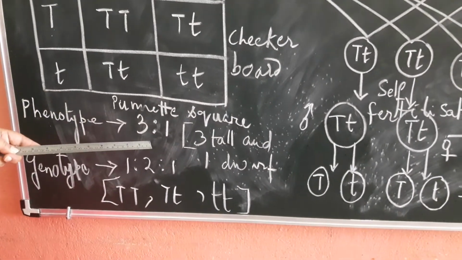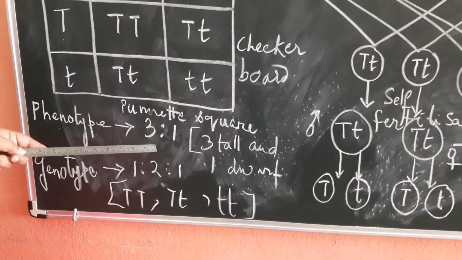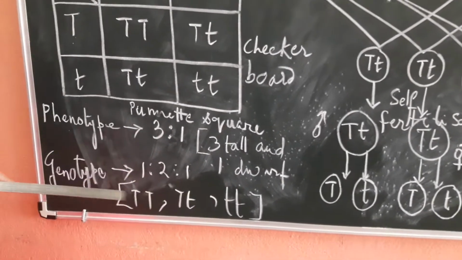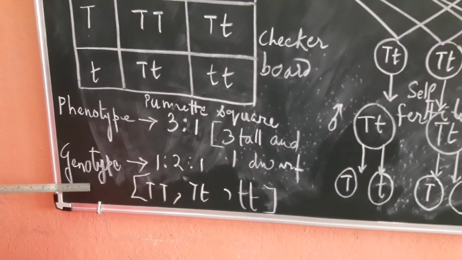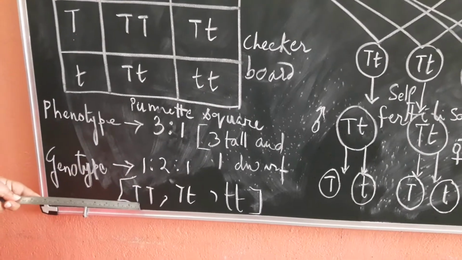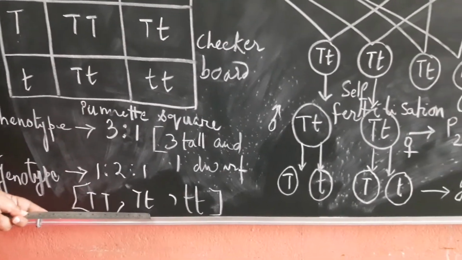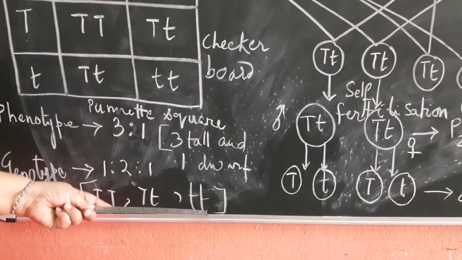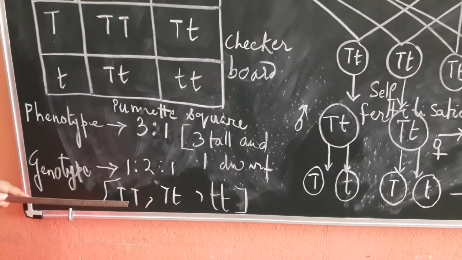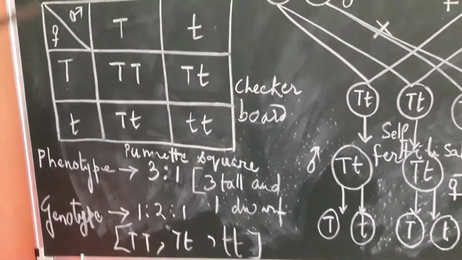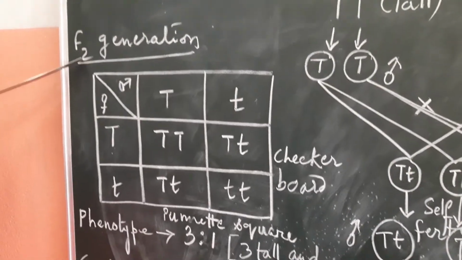So the phenotype ratio is 3:1, which represents 3 tall and 1 dwarf. Whereas the genotype shows 1:2:1, which means 1 pure variety tall, 2 hybrid variety tall and 1 pure variety dwarf. So there is a change in the genotype ratio and the phenotype ratio at the end of the F2 generation.